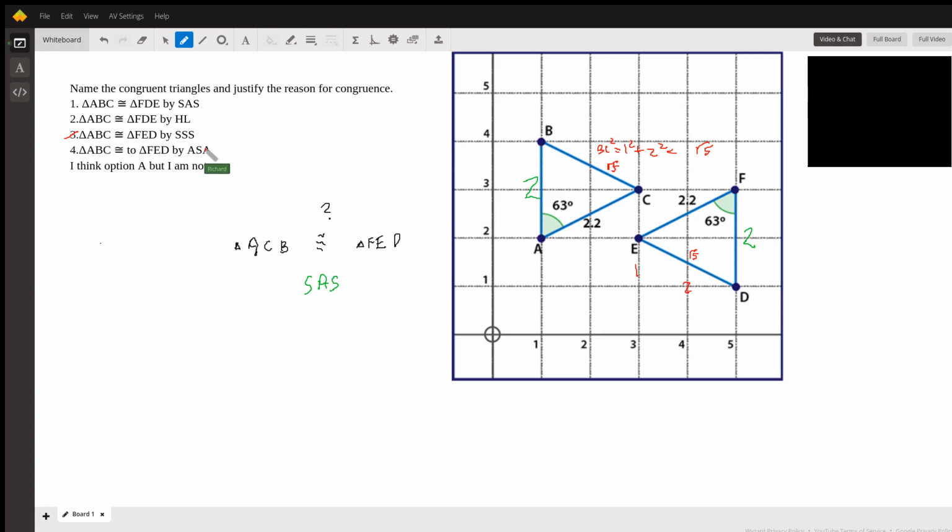We can't use angle, side, angle because we don't have two angles. So that's about all you could do. HL is out because that's used only for right triangles. So we really only had those others that you can't get the two angles, so you're out there as well. So you could have approached this from any number of ways.